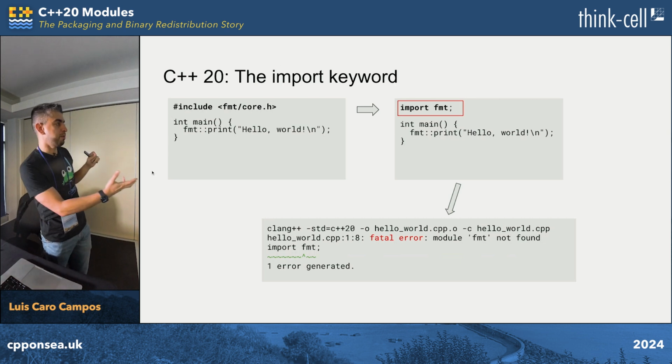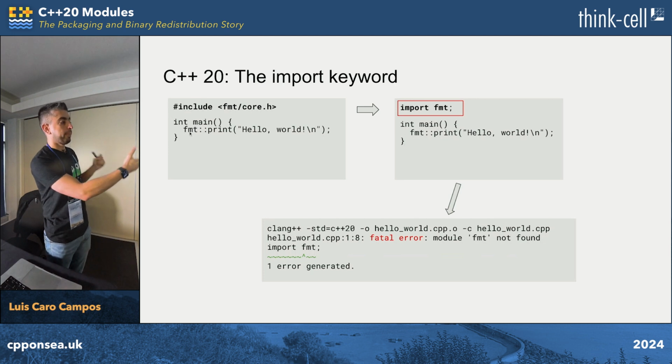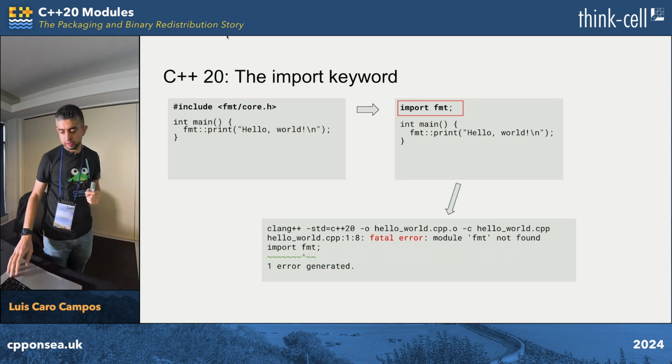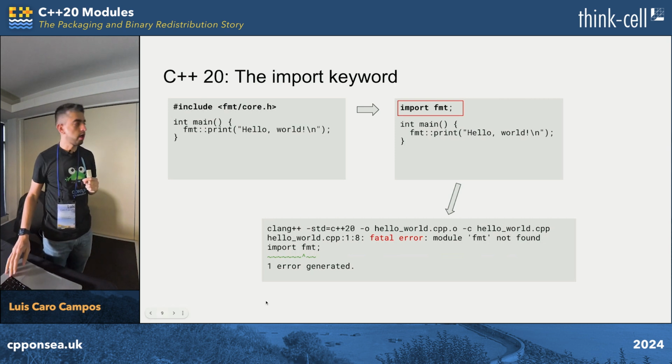And this is what happens if I try to compile a file and I don't tell the compiler where to find the module. It would just say, I cannot find that. How do I solve that? But first, let's discuss why would we use modules in the first place.